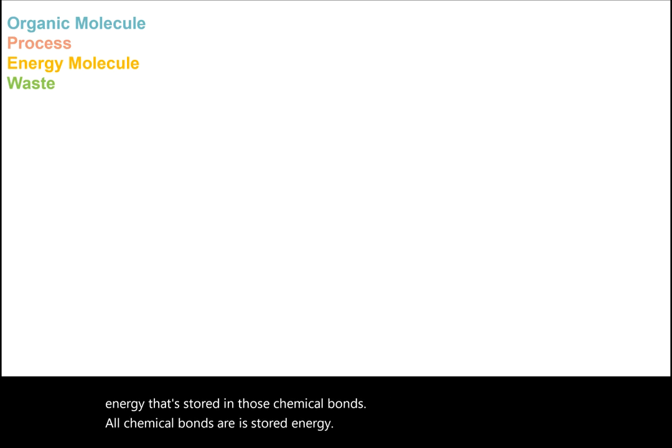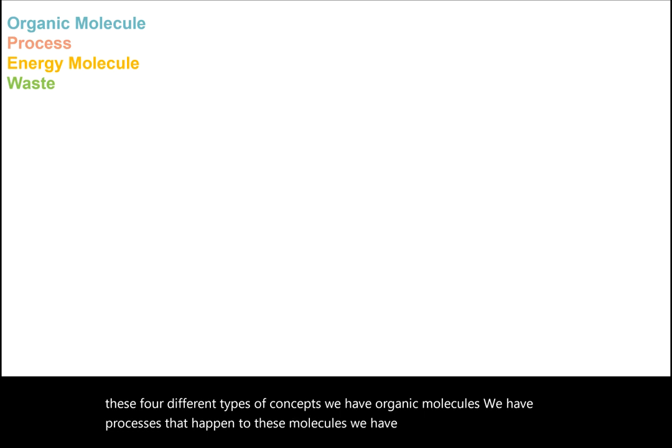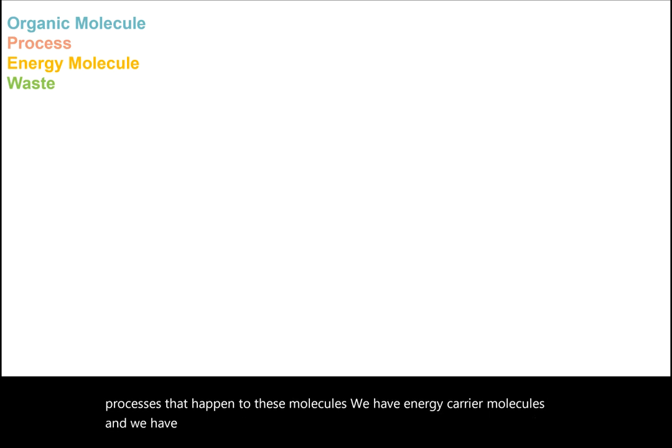And of course, we're going to create some waste in this process. Waste is always a thing. So if we look at an overview of the entire process and keep an eye towards these 4 different types of concepts, we have organic molecules, we have processes that happen to these molecules, we have energy carrier molecules, and we have waste. We can summarize and make a really simplified diagram that helps order things.